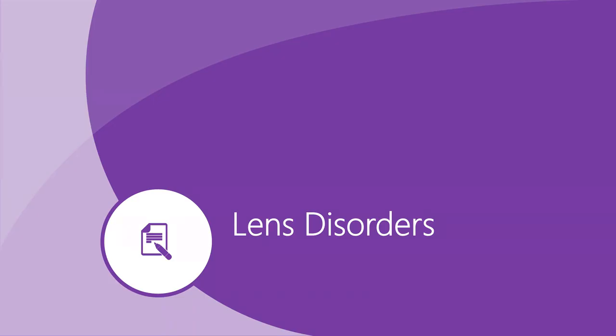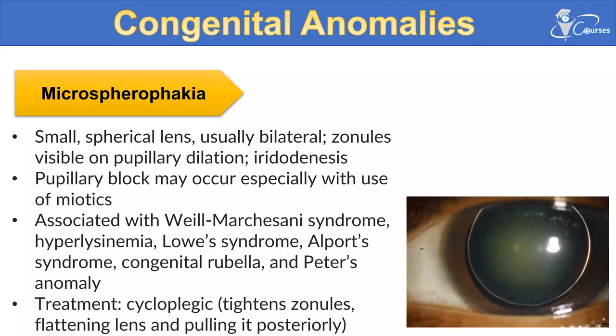So for the lens, what's asked in the pediatric ophthalmology section is the congenital anomalies regarding the lens shape, which is the microspherophakia and the lenticonus. Let's start first with the microspherophakia. What is meant by microspherophakia? Micro, it is small. Sphere, it is spherical. Phakia is the lens. So it is a small spherical lens.